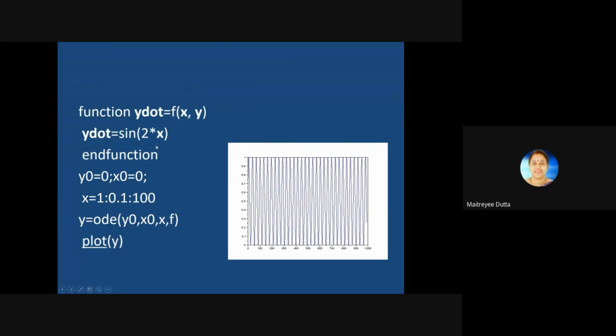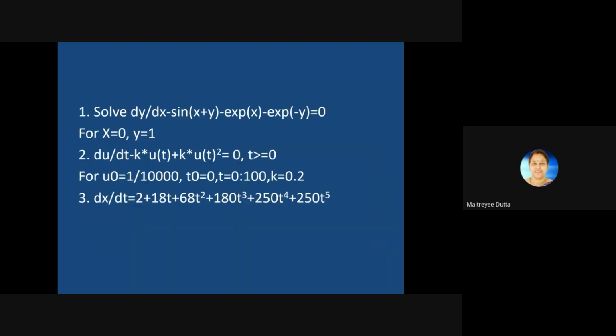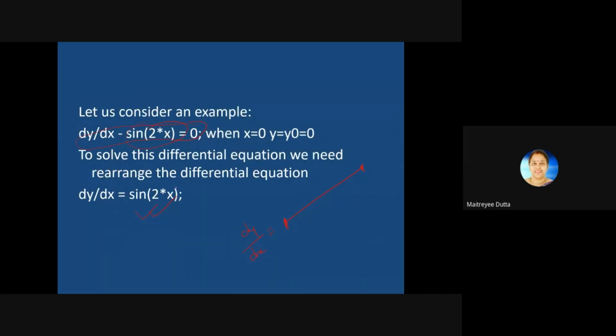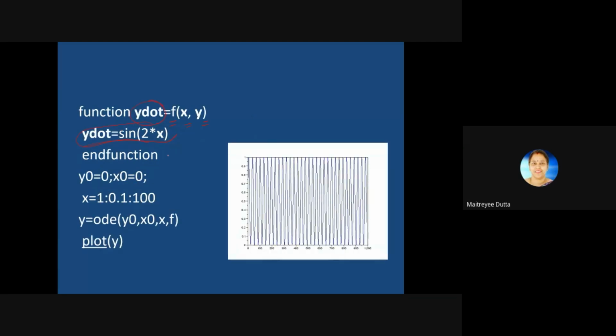As I have already told how to write the function, this y dot is my variable, right? F is a function in terms of x and y, right? And y dot is equal to sin(2x). Why have we written sin(2x)? Because here the function is sin(2x). That's why we write y dot equal to sin(2x). This is my function, right? I have written one function.